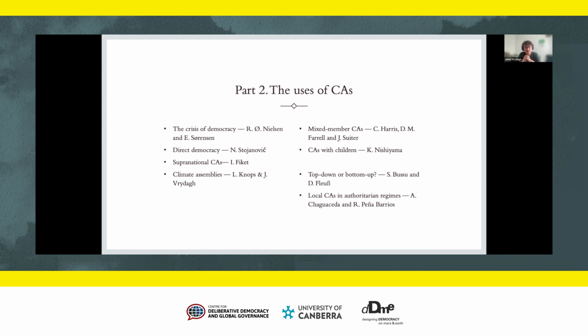And then the final two chapters in this second section, the first one is about the top-down or bottom-up character of citizens' assemblies. What are the strengths and weaknesses of each approach? And finally, we have a chapter about the different uses of citizens' assemblies at the local level in authoritarian regimes, namely Cuba, Nicaragua, and Venezuela.